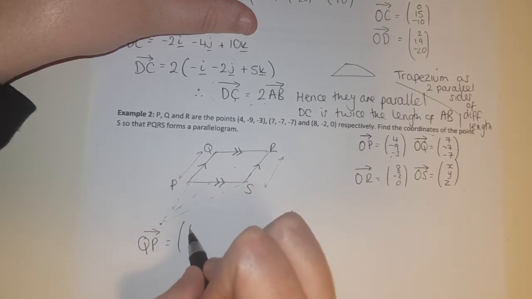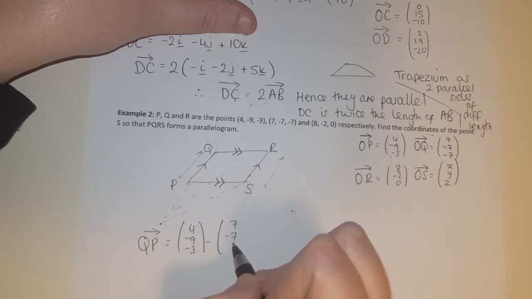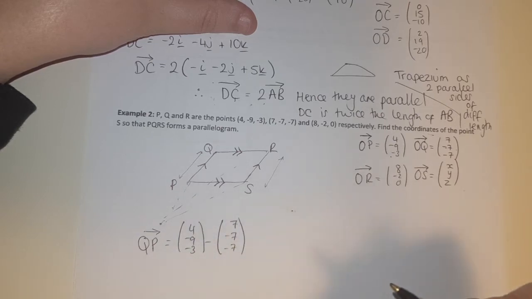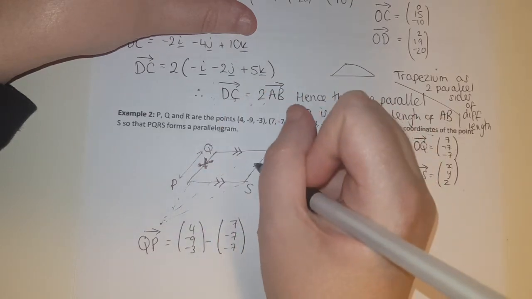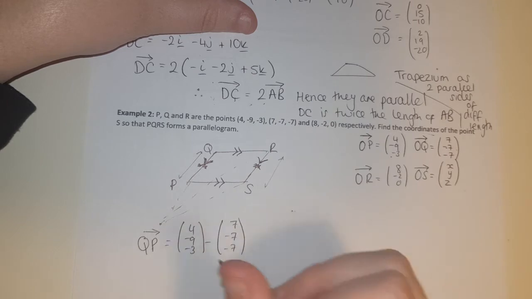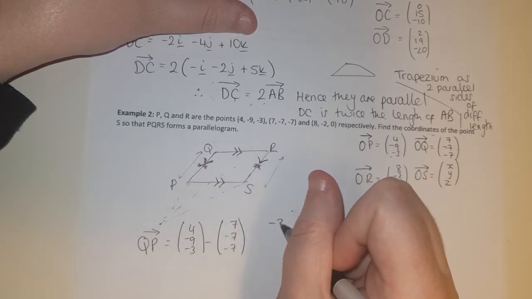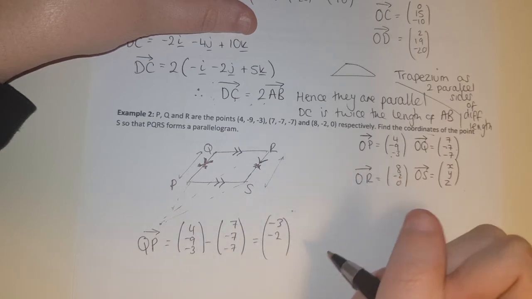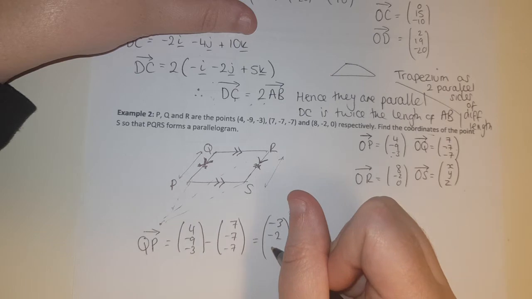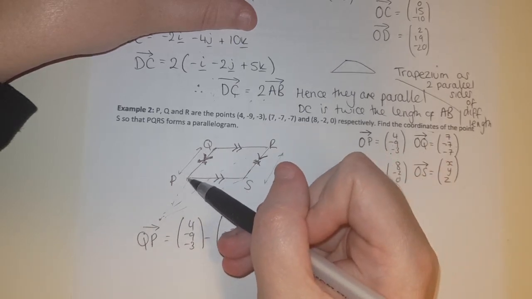So we're going to do 4 minus 7, minus 9 subtract minus 7, minus 7 subtract minus 7. And just because we're working in vectors, I'm drawing that direction. So Q to P is 4 minus 7 is minus 3. Minus 9 add 7 is minus 2. Minus 3 add 7 is 4. So I've got that vector from Q to P.